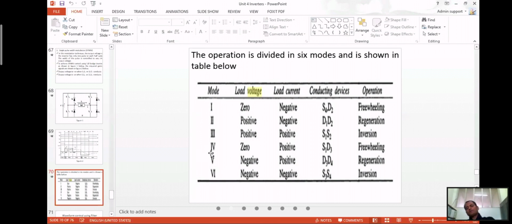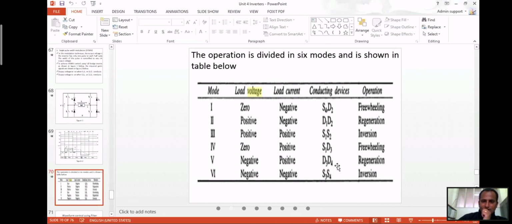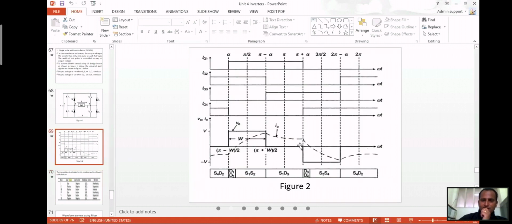Similarly, in the next mode, the load voltage is negative. This is when D3 and D4 are conducting. The voltage is negative, but the load current is still positive in this case.